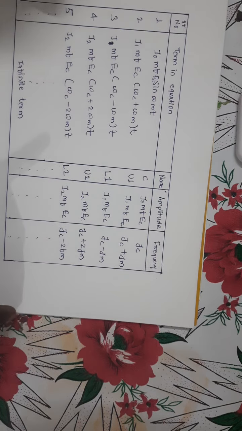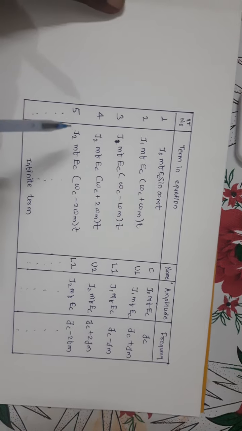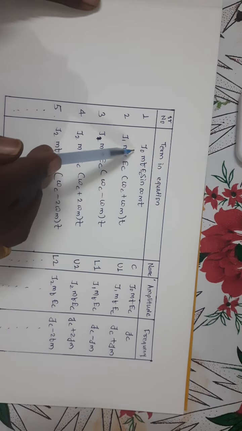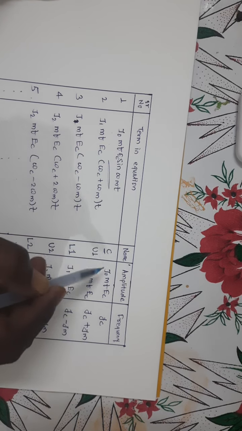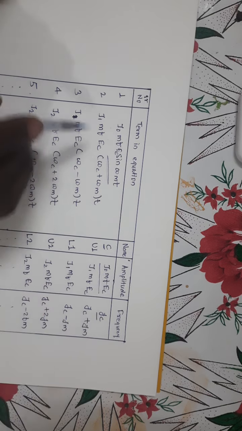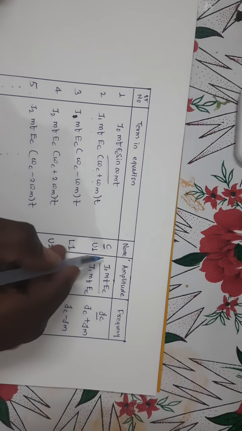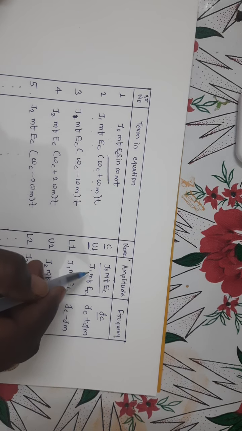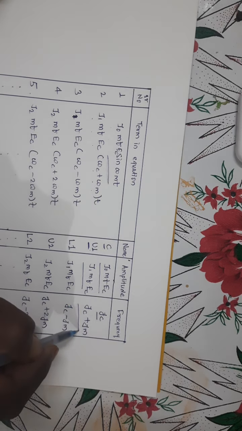Now, there is one table we are going to discuss here. So, in this table, 5 terms we have mentioned, but there are infinite terms. The first term is J0(mf) Ec sin omega C t. The name of that term is C, meaning carrier, which has amplitude J0(mf) Ec and frequency FC. Now, J1(mf) Ec sin(omega C plus omega M)t, the name of the term is U1, that is USB1, upper sideband 1, having amplitude J1(mf) Ec with the frequency FC plus FM.